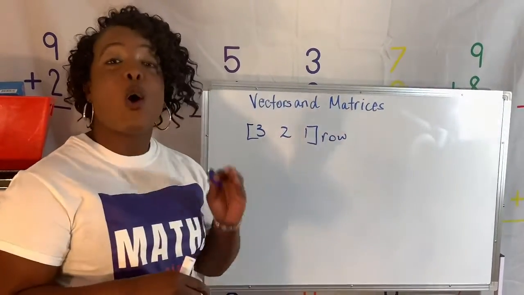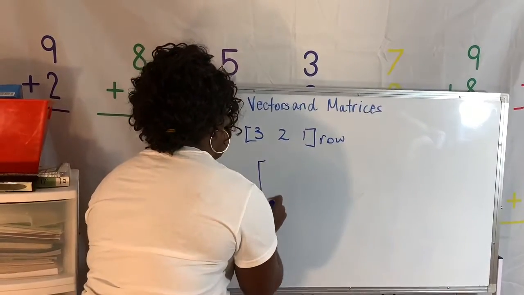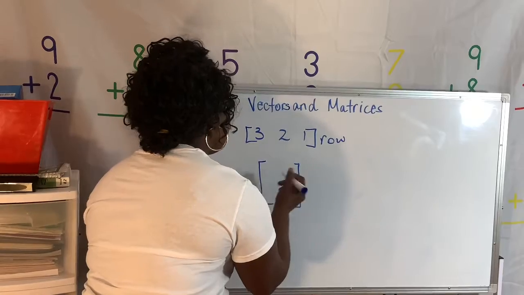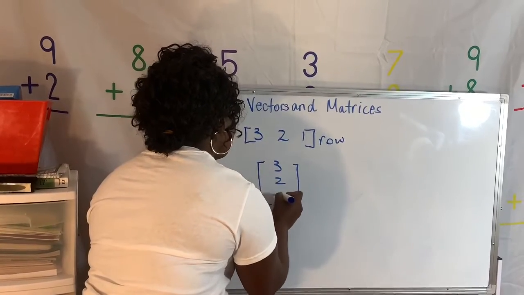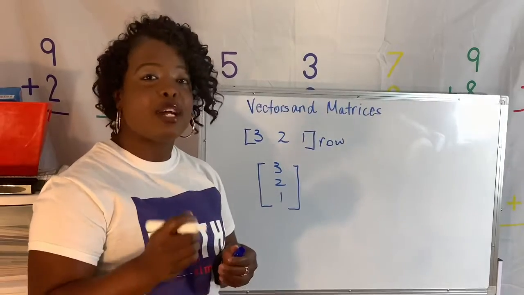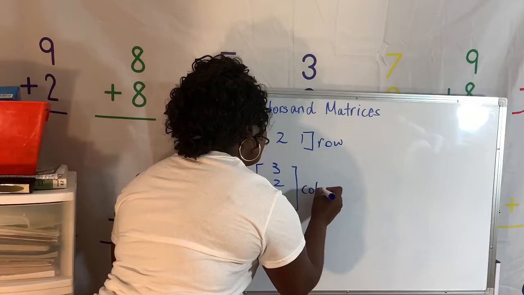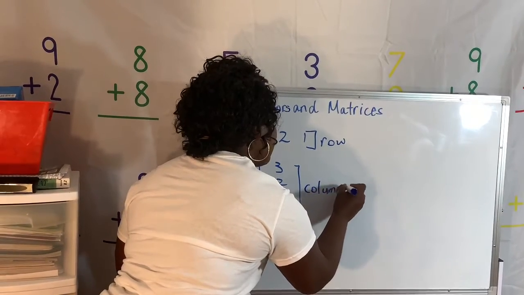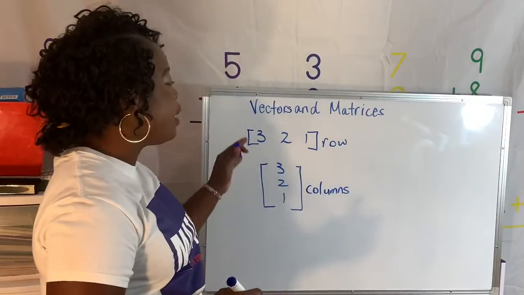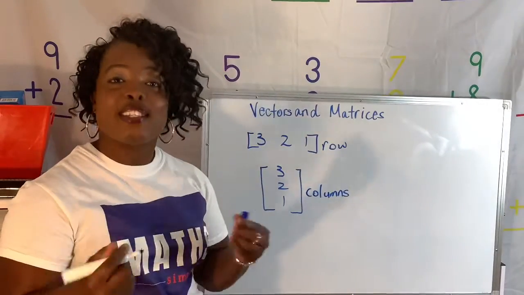However, vectors can also be organized vertically as well. So say, for example, I had this as my list, and I still had 3, 2, 1. This is also considered a vector, and this we call a column. So if you notice here, the columns are going down and our rows are going across, and this again is an example of a vector.